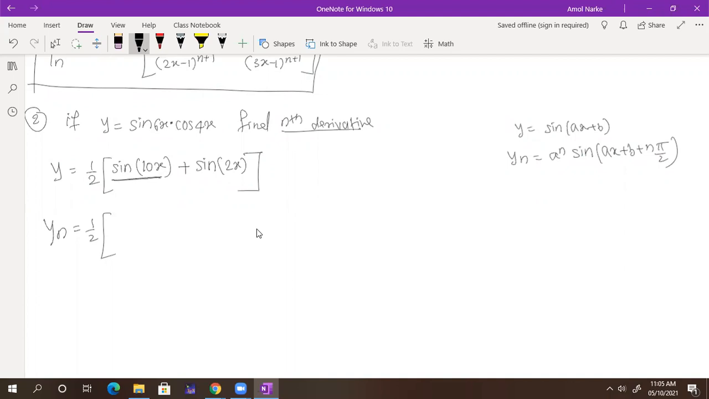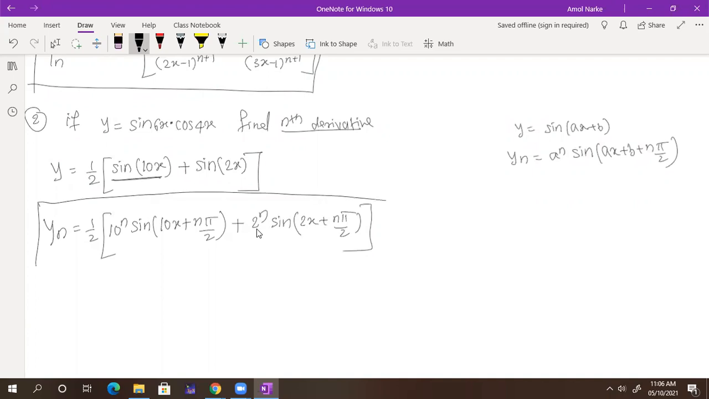Here, for sine ax plus b, we have 10 raised to n into sine 10x plus n pi by 2. Correct. What about this? The same thing, sir. 2 raised to n sine 2x plus n pi by 2. That's it. Finish. That is what I have as the nth derivative. You need to multiply that 1 by 2 inside or whatever the rest of the calculation you can do. That's it. Got it?